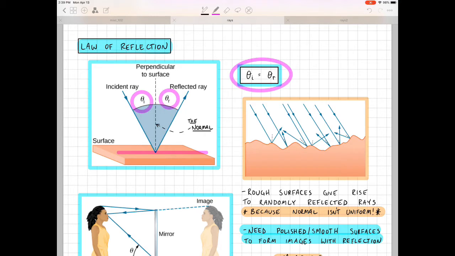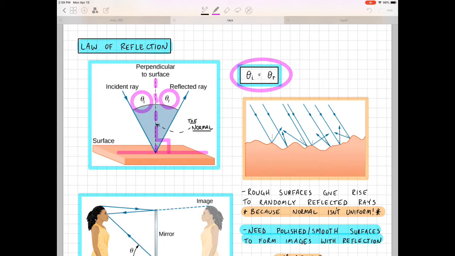And so when we're dealing with ray optics, we always measure our angles from this normal line. And again, it's called normal, hopefully for an obvious reason, because that angle between the surface and the normal line is 90 degrees. And so that's the law of reflection. Any ray incident on a surface will reflect at the exact same angle that it was incident.